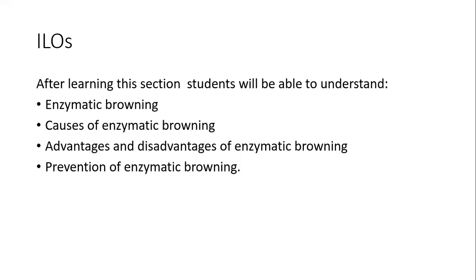The intended learning outcomes of this section is that after learning this section, students will be able to understand enzymatic browning, causes of enzymatic browning, advantages and disadvantages of enzymatic browning, and prevention of enzymatic browning.